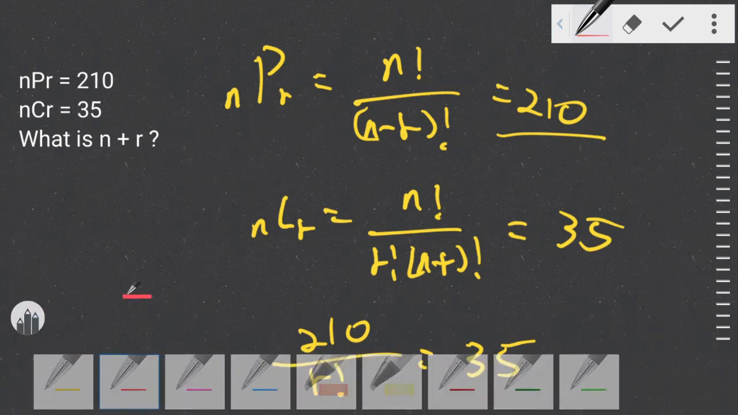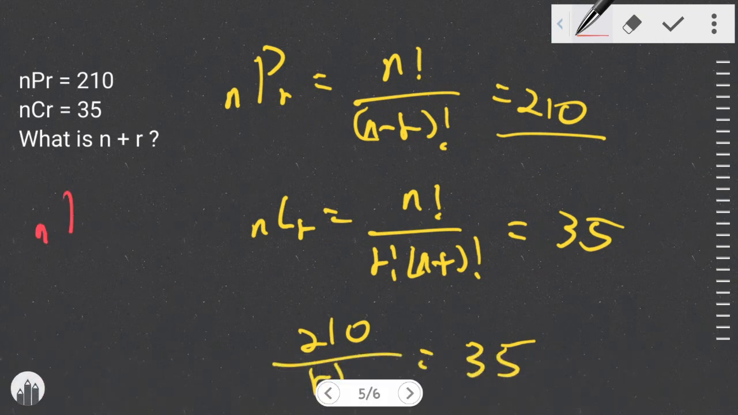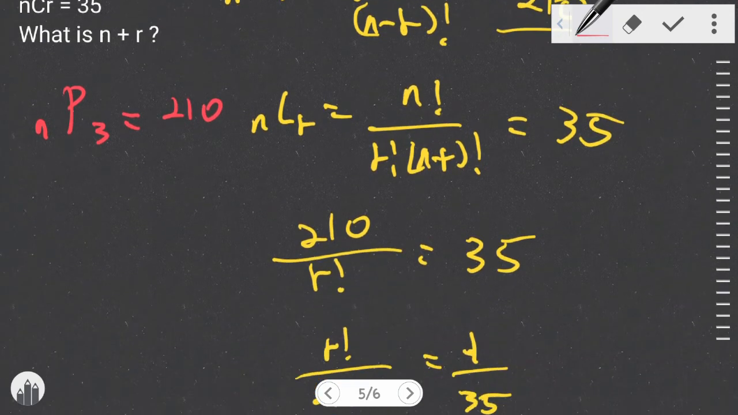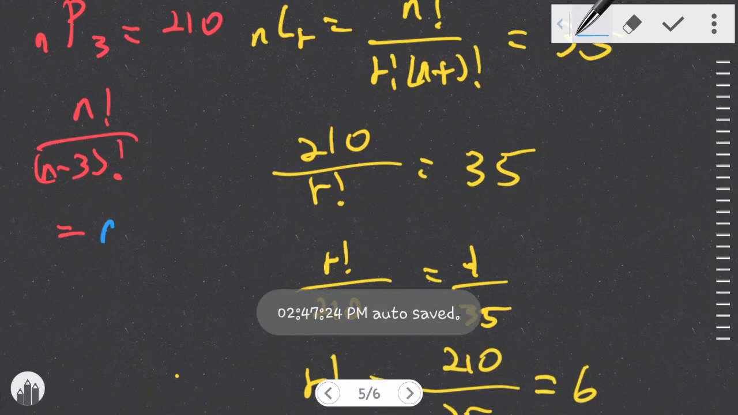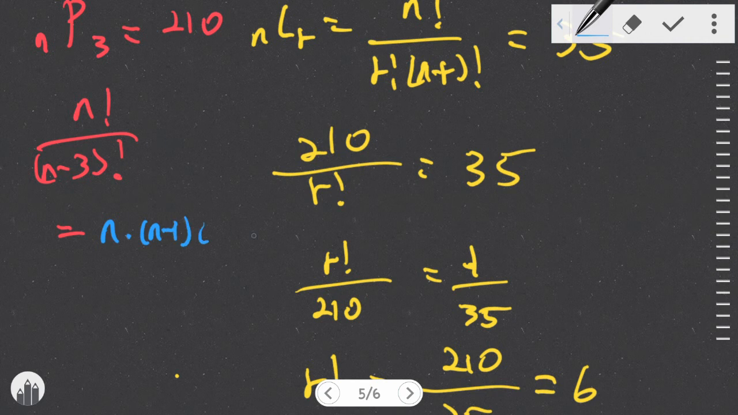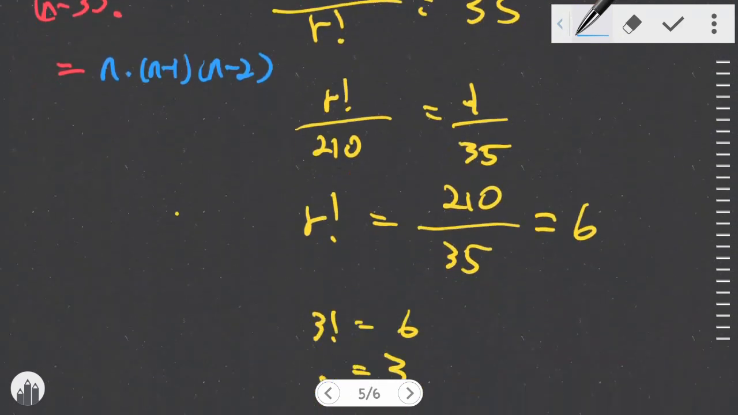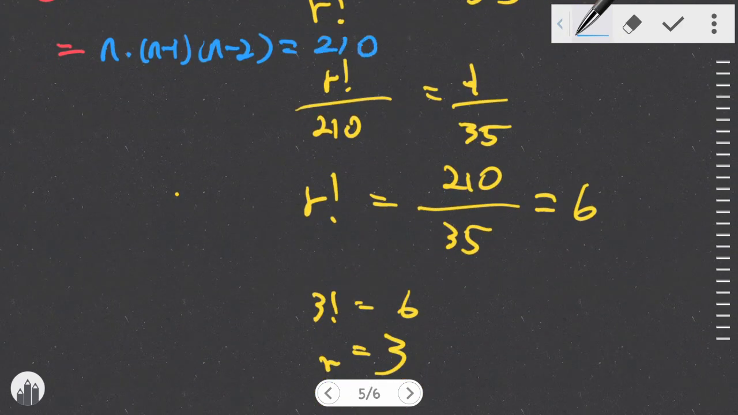Let's start getting the n now. So nP3 equals 210. nP3 would become n factorial over n minus 3 factorial, which equals n multiplied by n minus 1 multiplied by n minus 2. And this is because, as previously mentioned, all the n minus 3 factorials from both numerator and the denominator will cancel out. So this becomes 210.